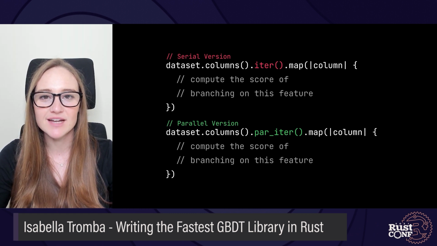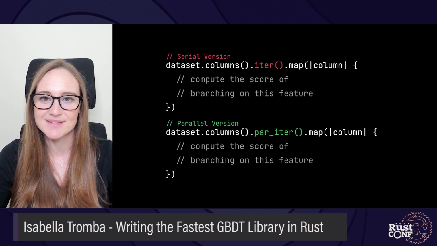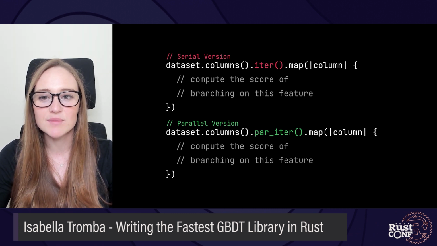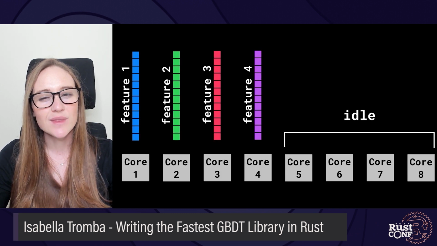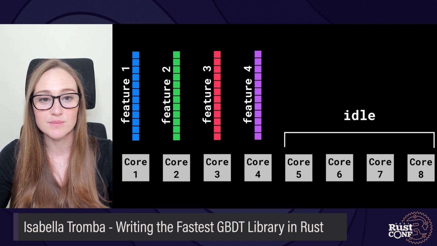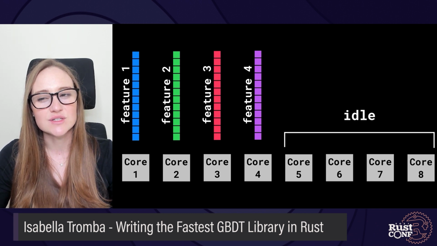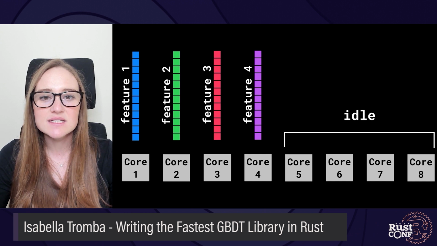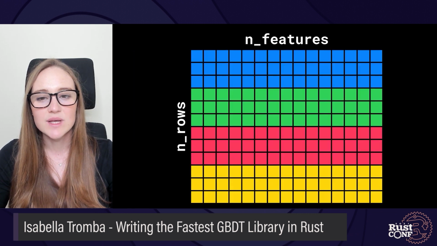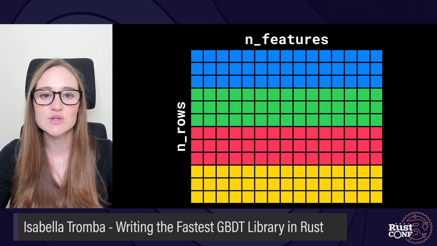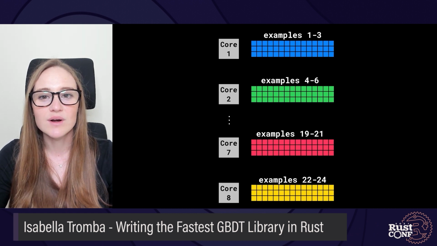Rayon will keep a thread pool around and schedule items from your iterator to be processed in parallel. This works well when the number of features is larger than the number of cores on your computer. When the number of features is smaller than the number of cores, parallelizing over the features is not as efficient. This is because some of the cores will be sitting idle, so we will not be using all the compute power available to us. Instead, we can parallelize over chunks of rows and make sure we have enough chunks so that each core has some work to do. Each core now has some rows assigned to it, and no core is sitting idle.